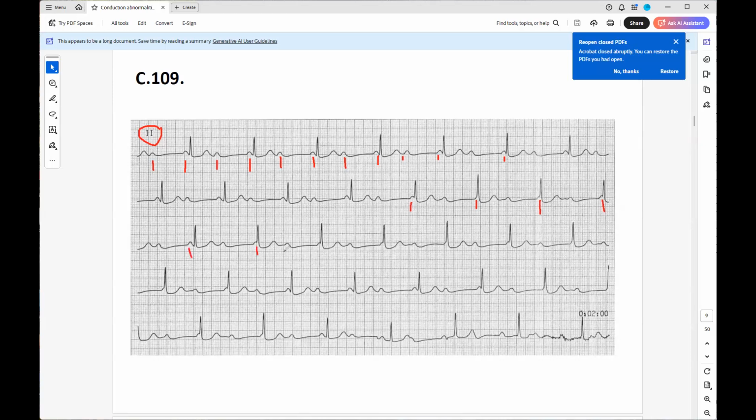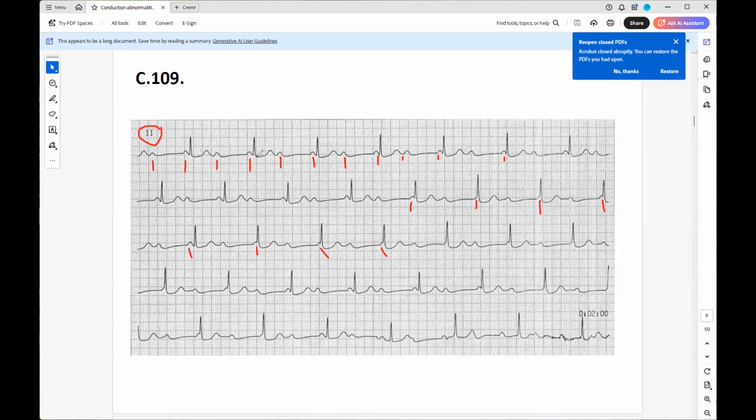If you had a 2 to 1 block, the conducted PR should be constant. But because this PR is not constant and is still rhythmic, it cannot be a 2 to 1 AV block. Well then, I guess if it's regular in terms of the R to R, then it must be not a supraventricular rhythm, but a sort of escape, because the P and QRS are dissociated. Very good. So it has to be an escape rhythm, and this is a complete AV block.